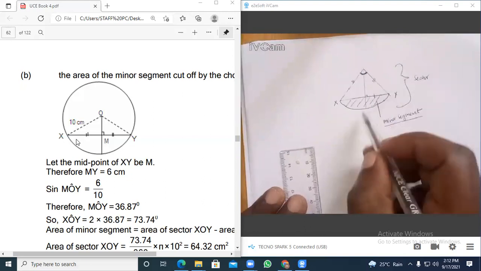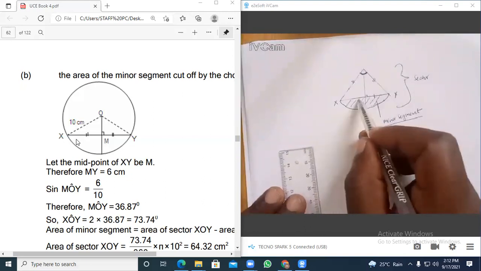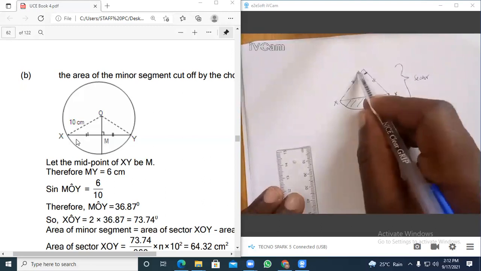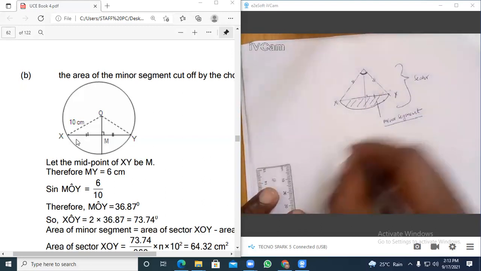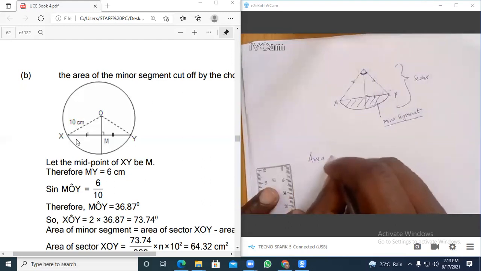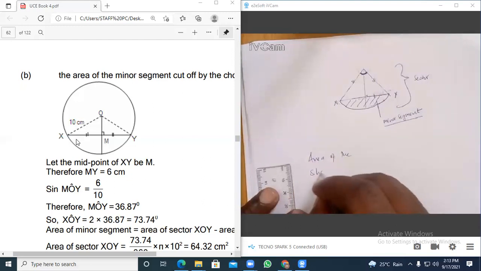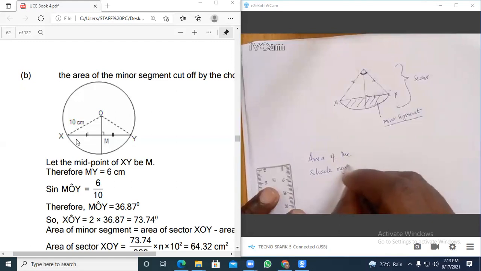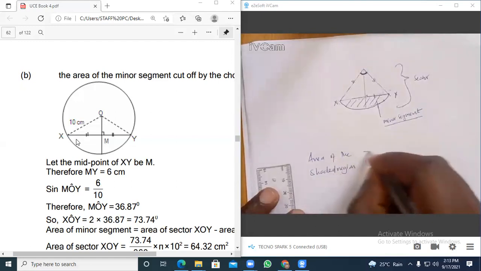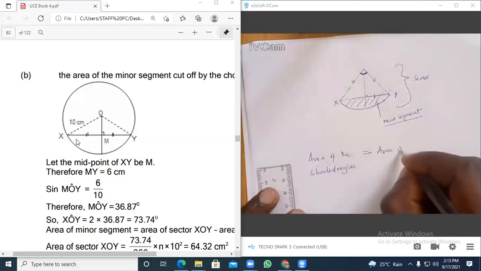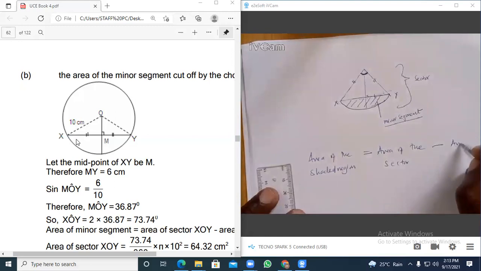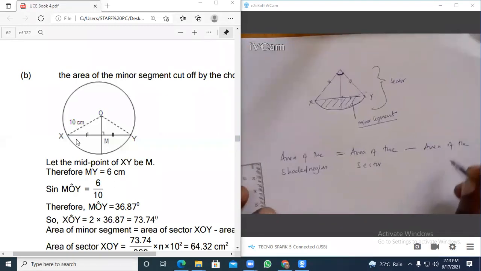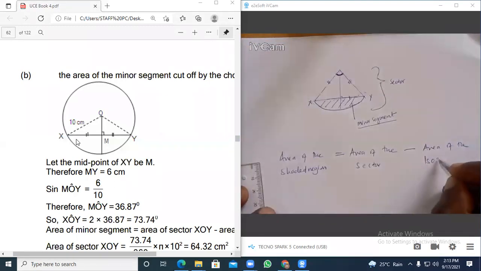The other thing that you should know is, if you want to get the shaded area here, it has to be the area of the whole sector minus the area of this triangle here. So that's what we looked at: if you want the area of the shaded region, it's going to be the area of the sector minus the area of the isosceles triangle.